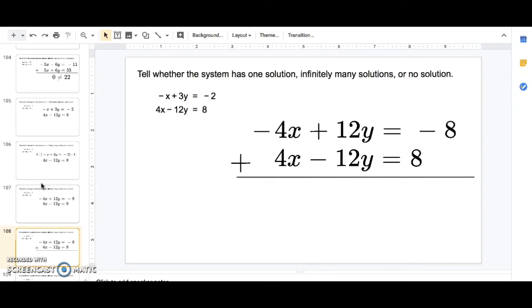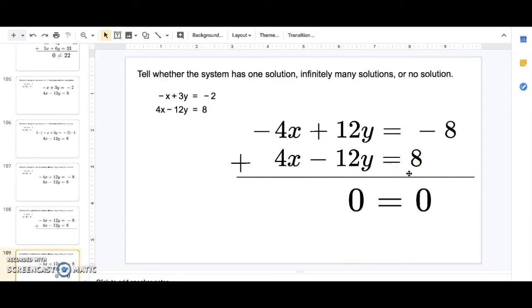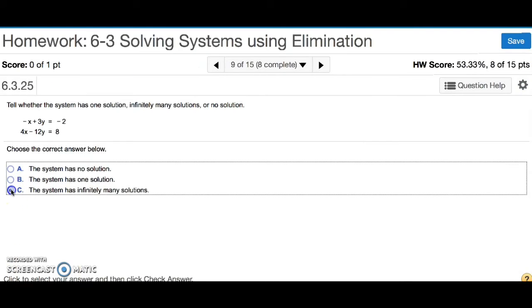So now I can add them together to eliminate my variables. My x's become 0 when I add them. My y's become 0 when I add them. -8 plus 8 gives me 0. So I have 0 equals 0, which is a true statement. It is true, so that means I would have infinitely many solutions.